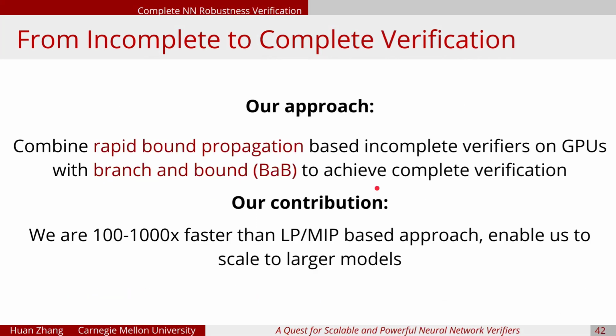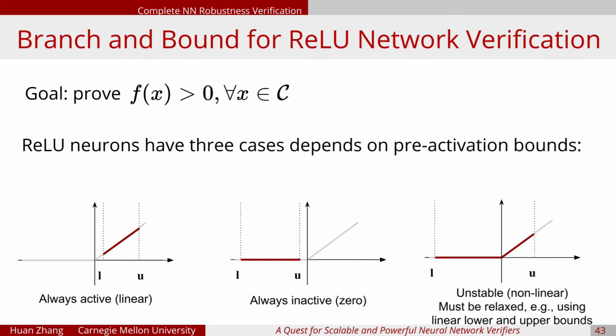So our approach is to combine this very fast bound propagation-based incomplete verifier that can be accelerated on GPUs with branch and bound to achieve complete verification, which was only possible with very slow LP or MIP solvers, and we can actually be 3 or 4 orders of magnitude faster than those slow CPU-based algorithms. So how did we do that? Let me first introduce branch and bound really quickly.